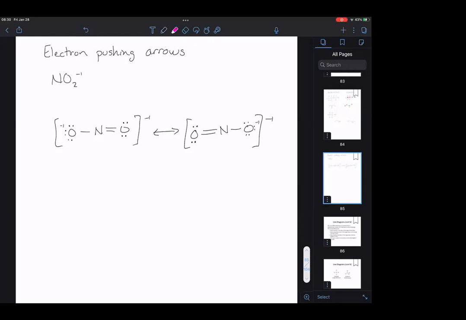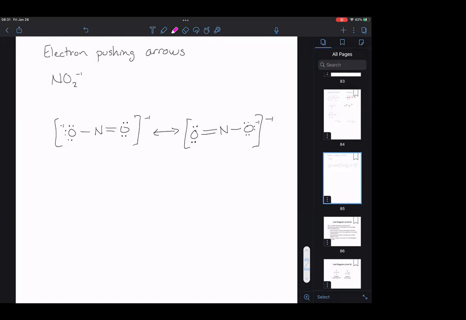Okay, so when you're drawing the structure for the nitrite ion, first of all, take a step back. We play spot the difference here. The difference is where this double bond is located, right? You can draw that double bond on either oxygen. So instead of arbitrarily picking one, you actually have to draw both.